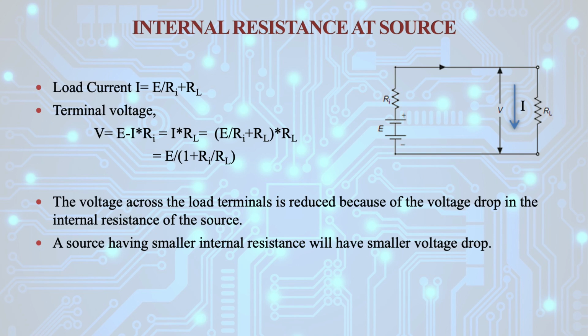This can also be written as E upon 1 plus Ri upon RL. The voltage across the load terminal is reduced because of the voltage drop in the internal resistance of the source. Sources having smaller internal resistance will have a smaller voltage drop.